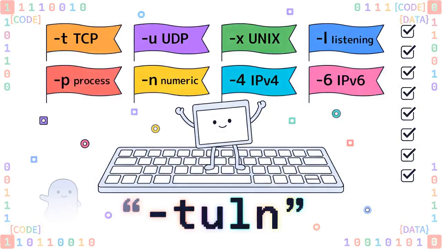ss flags are compositional. You stack them to narrow exactly what you want. Use -t for TCP, -u for UDP, and -x for UNIX sockets. Add -l to show only listening sockets, -p to reveal the owning process and PID, and -n to print numeric IPs and ports with no DNS lookups. Use -4 or -6 to force IPv4 or IPv6 only. Combining them, -tuln gives you every listening TCP and UDP port in numeric form. The most common sysadmin one-liner in the toolkit.